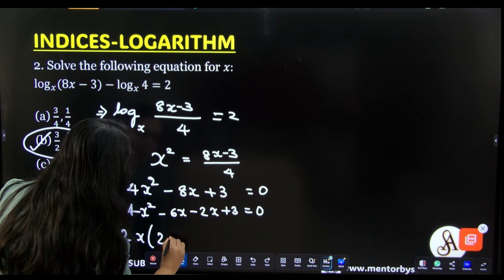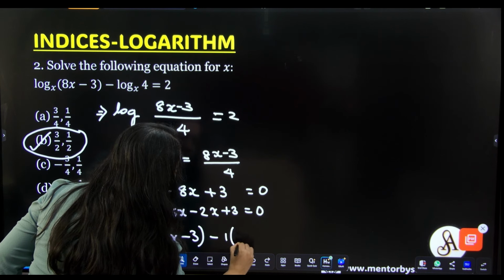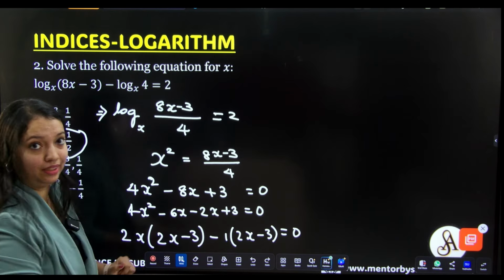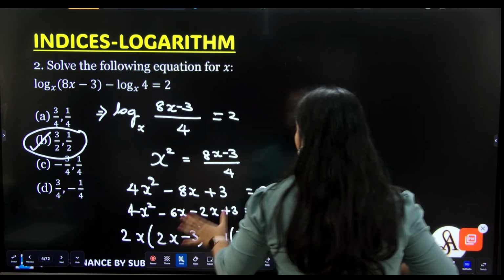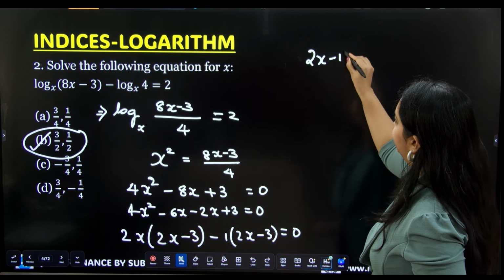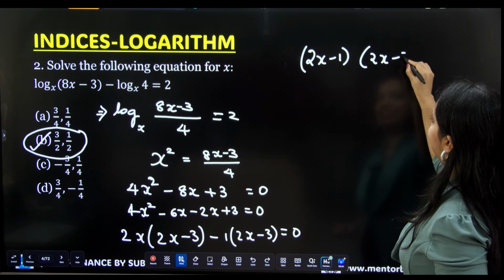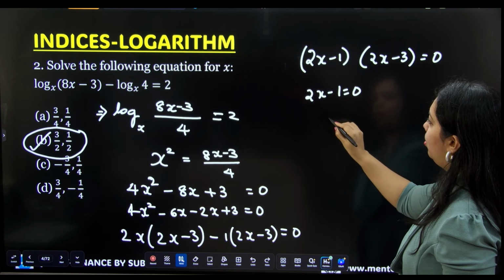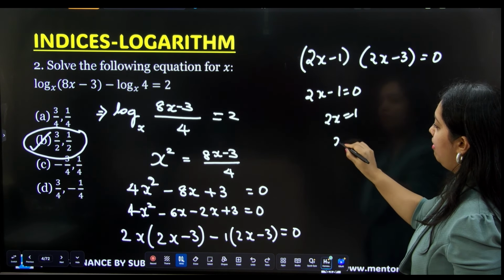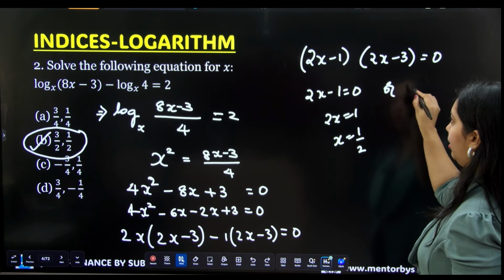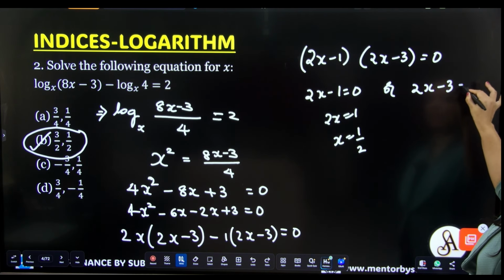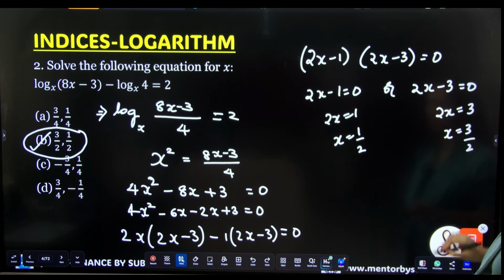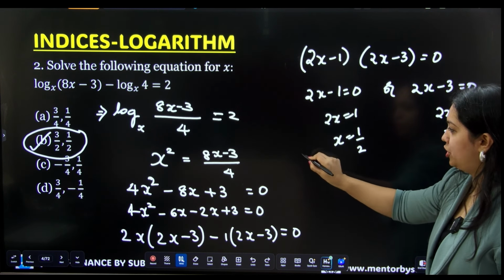2x of 2x minus 3 minus 1 of 2x minus 3 is equal to 0. Remember, minus into minus is going to become plus. Group them: 2x minus 1 into 2x minus 3 is equal to 0. You would get 2x minus 1 as 0, 2x value is equal to 1, x value is 1 by 2, or 2x minus 3 is 0, 2x value is equal to 3, x value is 3 by 2. Again, this is from my option B.